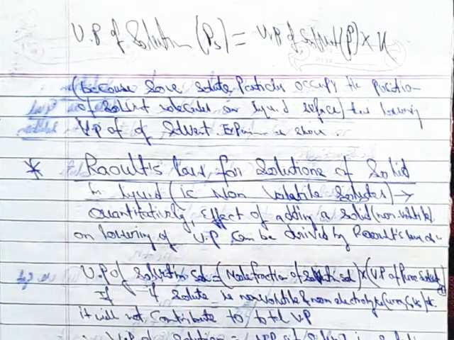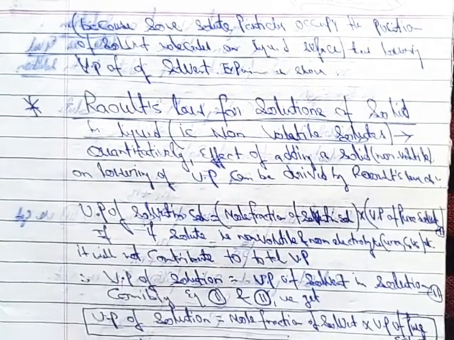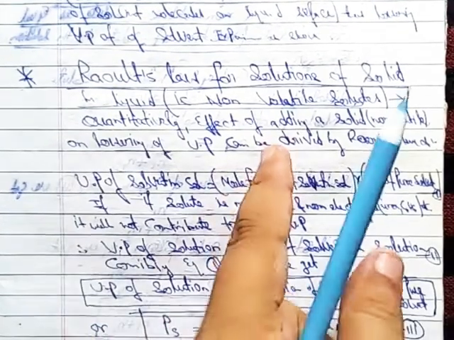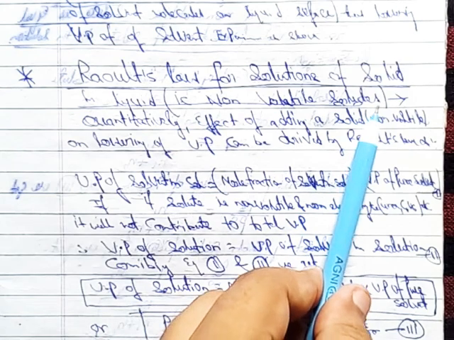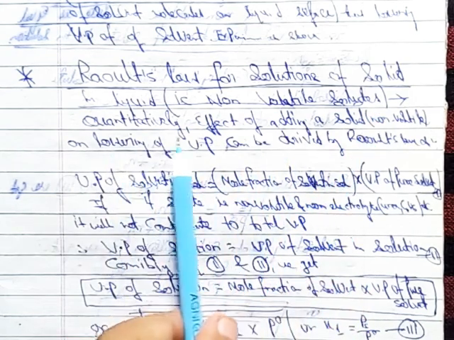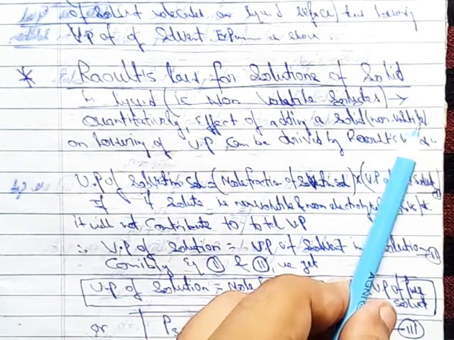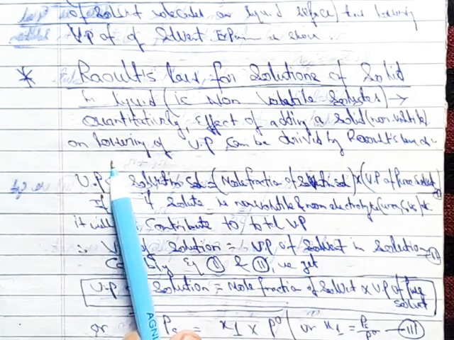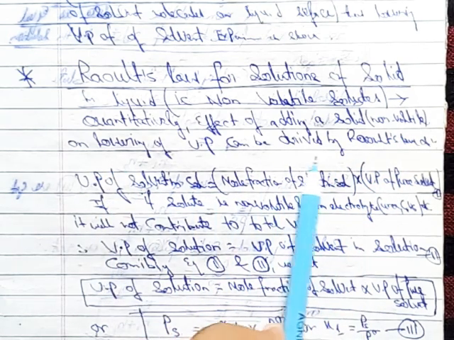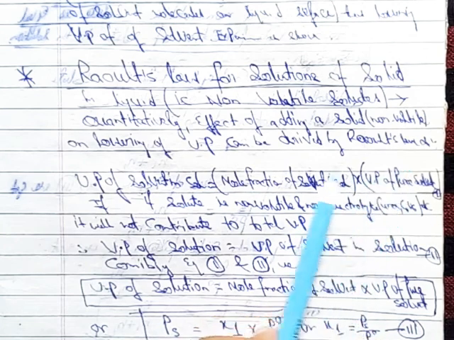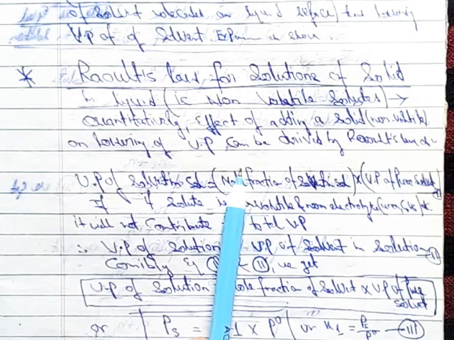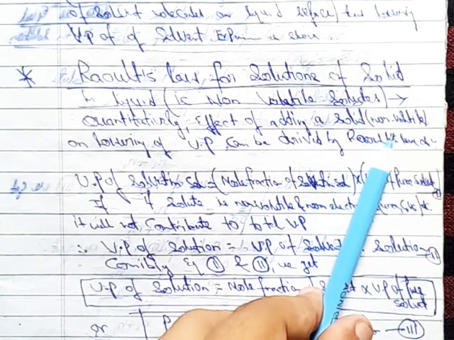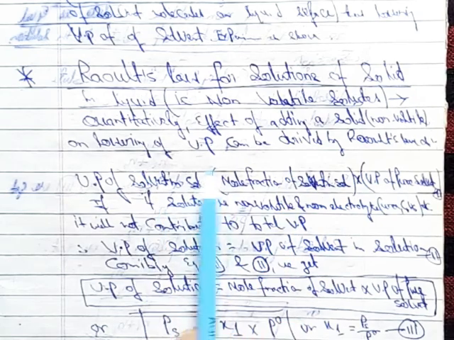Now, we are coming to the basic definition and the formula. Raoult's law for a solution of a solid in a liquid, that is, non-volatile solutes. Quantitatively, the effect of adding a solid non-volatile solute on the lowering of vapor pressure can be derived by Raoult's law. Raoult's law gives an equation, a formula, to find how the vapor pressure gets lower when we add a solid, non-volatile solute.